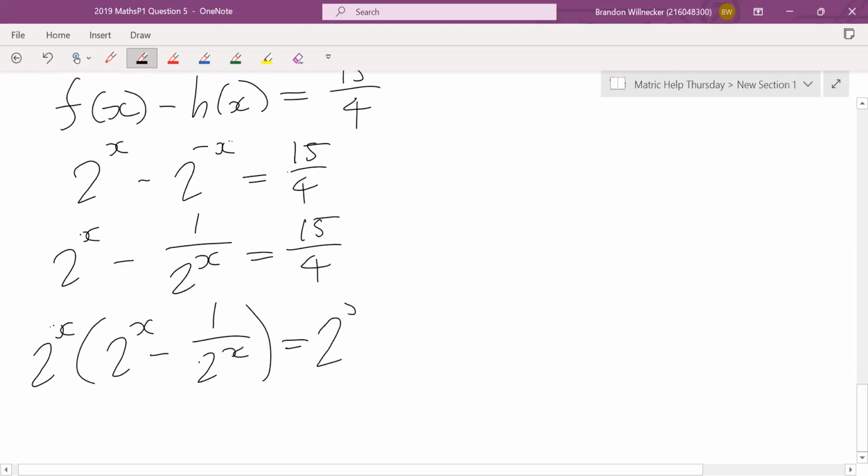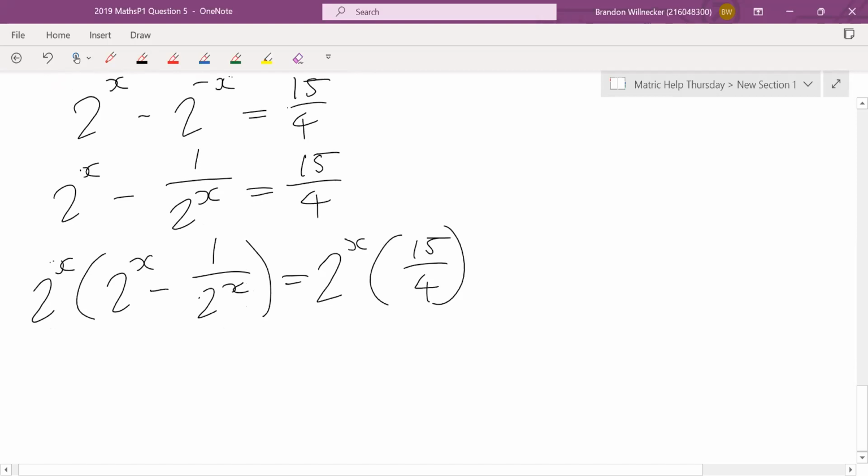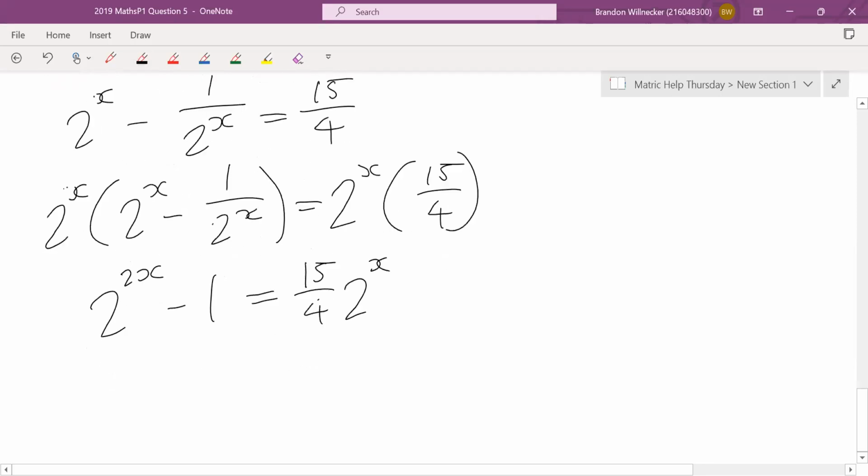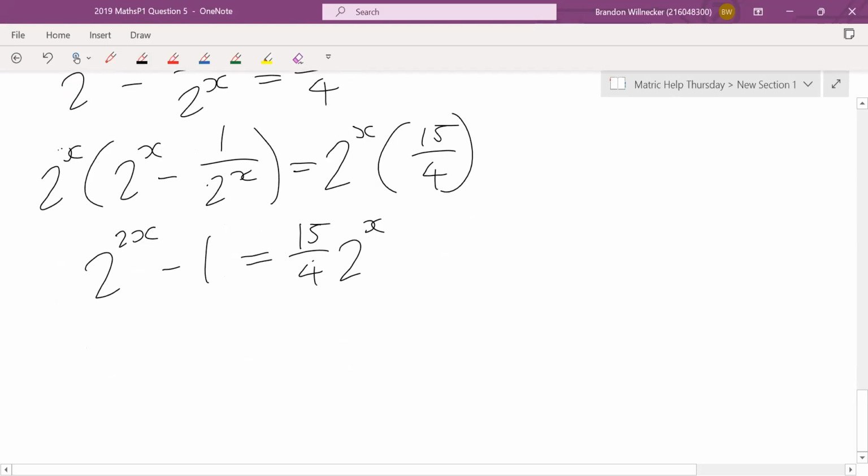And don't forget the right-hand side as well. So if I multiply through, that gets rid of that denominator. So this will be 2 to the 2x minus 1, because I clear the denominator, and this will be equal to 15/4, 2 to the x. Okay, looks a bit strange, but let's take everything over to one side and see what we can do further.